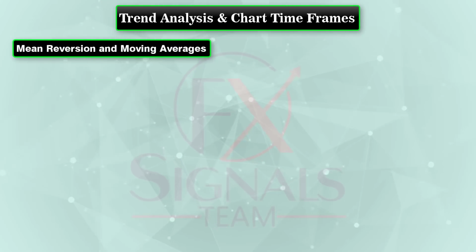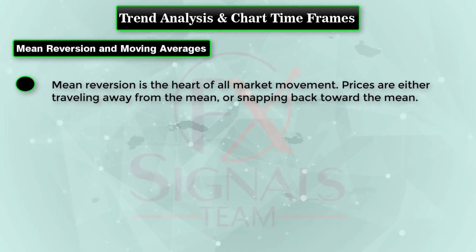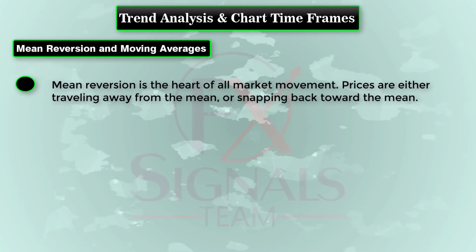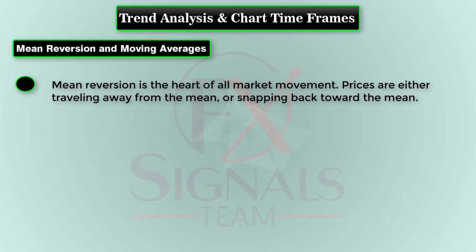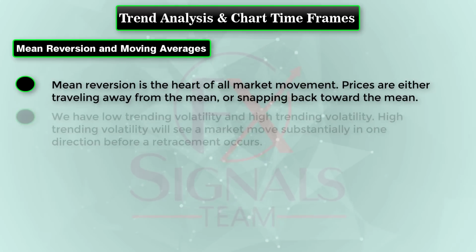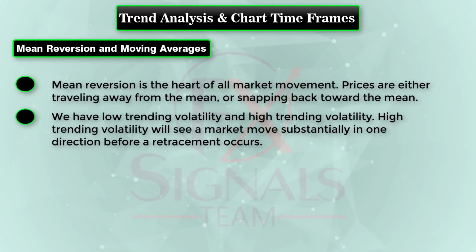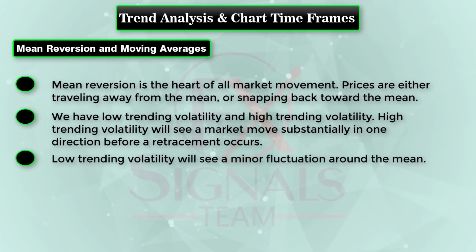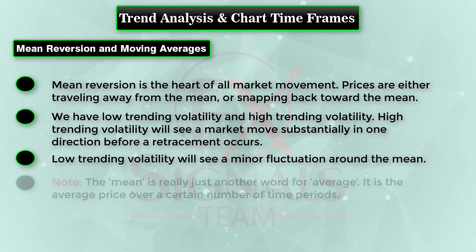Mean reversion and moving averages. Mean reversion is the heart of all market movement. Prices are either traveling away from the mean or snapping back toward the mean. We have low trending volatility and high trending volatility. High trending volatility will see a market move substantially in one direction before a retracement occurs. Low trending volatility will see a minor fluctuation around the mean.